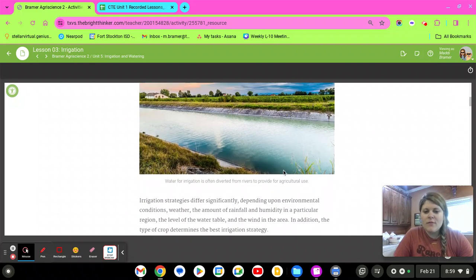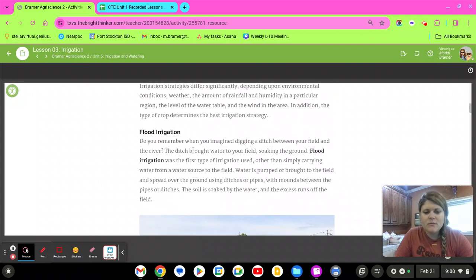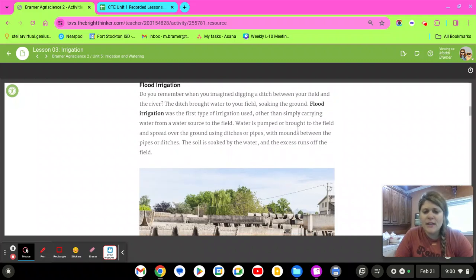So water for irrigation is typically, like, they may dig what are called irrigation ditches like this, where they divert the water from rivers. So instead of that water running off and going to a river, they're going to create a contour in the land, and that's going to make the water go towards agricultural use. So there's some different types. There's flood irrigation.